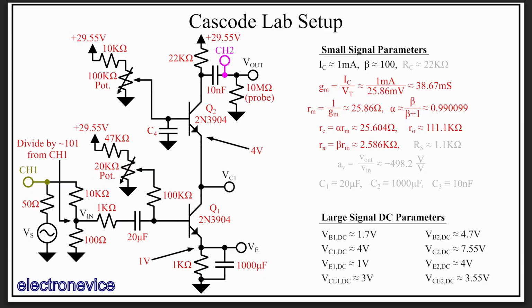We're assuming that Q1 and Q2 are very similar, are biased very similarly, and thus have the same high beta, the same alpha, and the same Ro. We also have set Rc and Rs to be the same. This just leaves the gain.